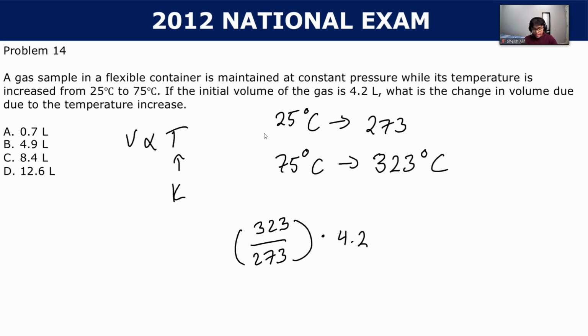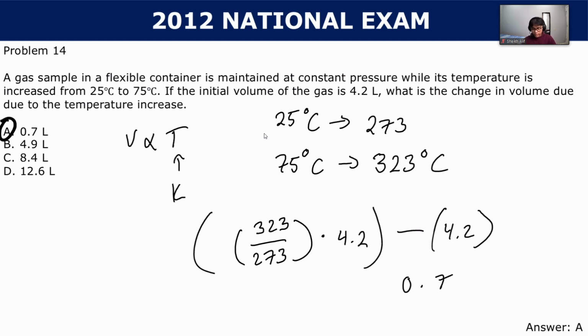And if we just take that number, and since we're trying to find the change, subtract 4.2 from it, we are going to get about 0.7, which is answer choice A. And that is correct. All right, problem 15.